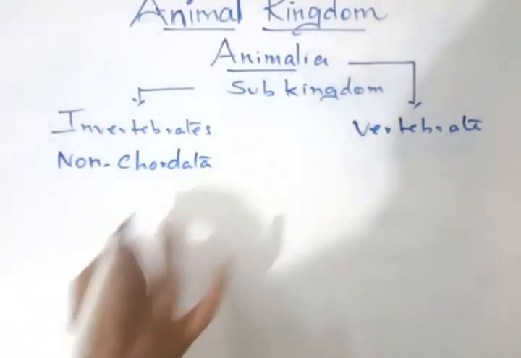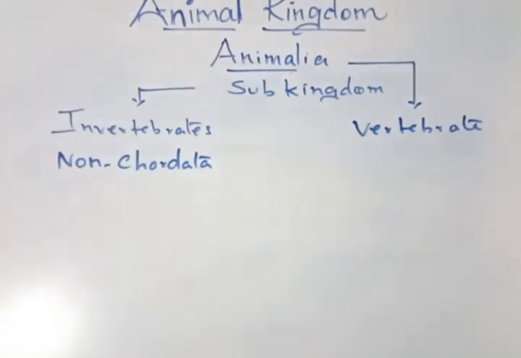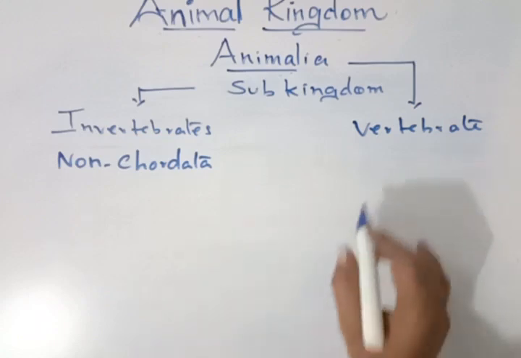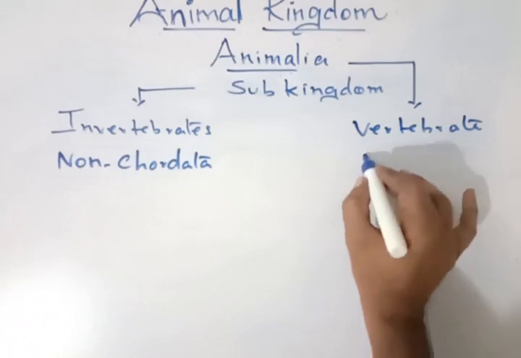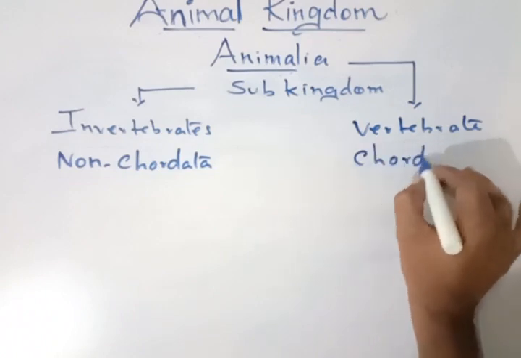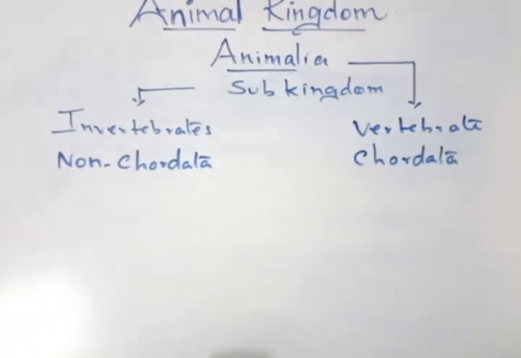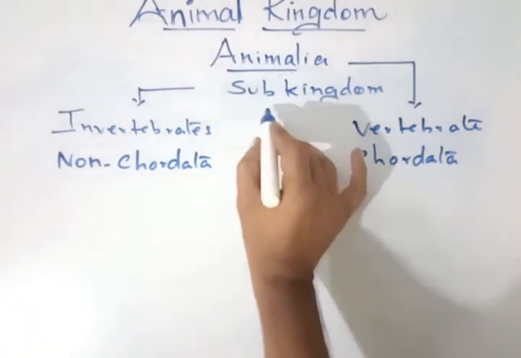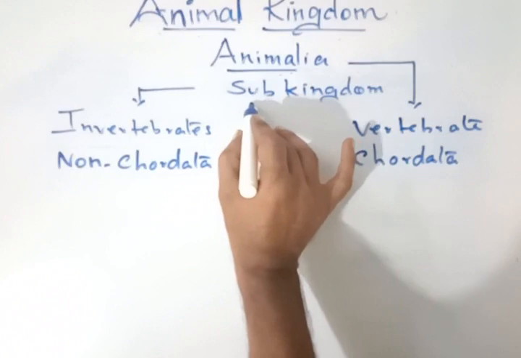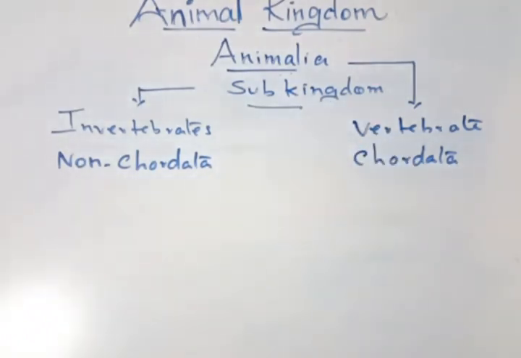All the non-chordates. So what is non-chordata? They don't have the backbone, the vertebral column. So those animals are called non-chordates. And those which have vertebral columns are called the chordates. Chordata. Okay, so these are the two subkingdoms of the kingdom Animalia. So the Animalia kingdom is divided into two subkingdoms. One is called non-chordates or invertebrates, and the other one is called vertebrates.